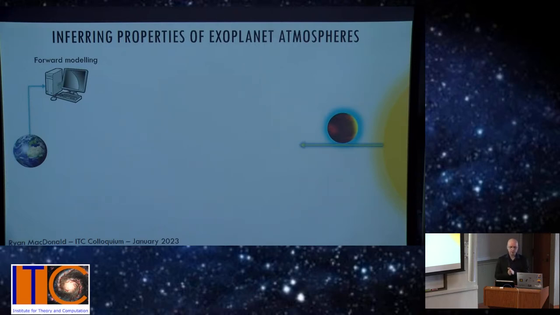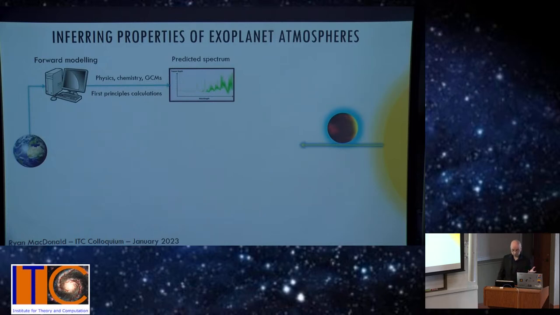Essentially, you take what we know about the planetary environment. So this can be the flux distribution of the host star, the mass and radius of the planet. We use all of these known properties as inputs to solve a system of equations. So this can be hydrostatic equilibrium, ranging from simple one-dimensional models all the way up to three-dimensional global circulation models to produce a predicted spectrum of the planet.